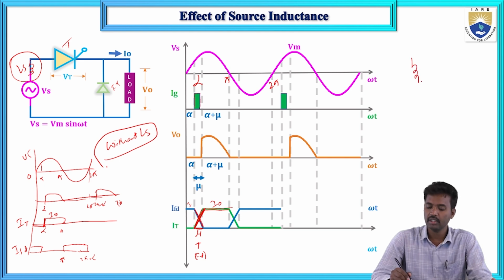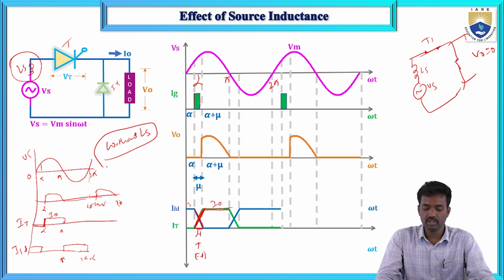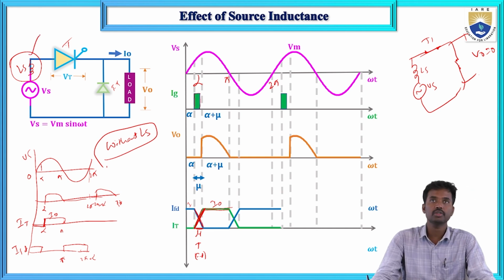Here we have the source inductance and the supply voltage. Thyristor T1 and the freewheeling diode will conduct. So what is the output voltage? The output voltage equals 0, because of the source inductance, both the SCR and the freewheeling diode are conducting at a time.